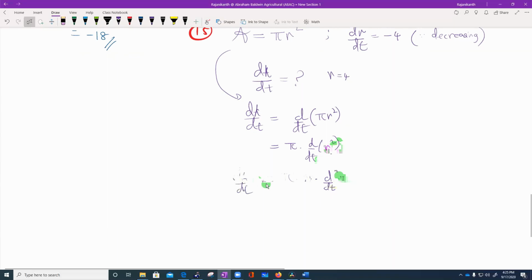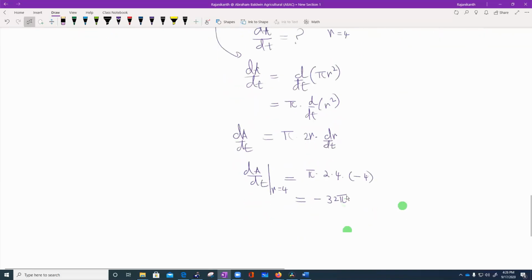Now you need to find dA over dt when the radius is 4. Simply plug in 4 here. We know dr over dt is negative 4. So this is going to be how much? Negative 32 pi. I'm keeping it in exact form, right? I don't put 3.14 pi because I don't want to round off, so I write it in exact form. This is fine.